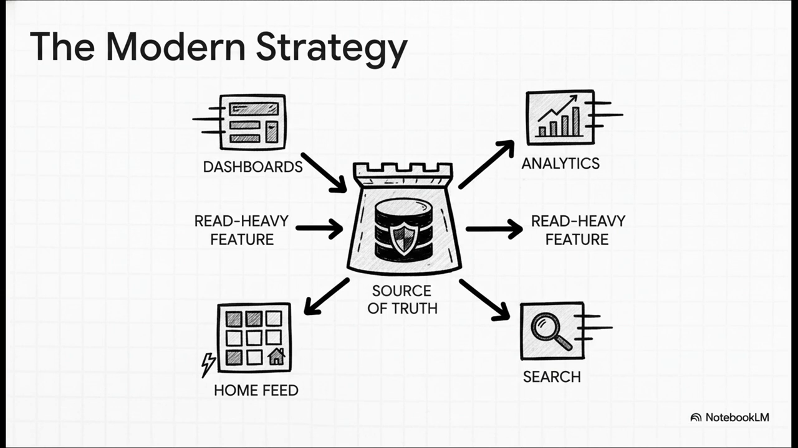The professional strategy looks like this. You normalize your core, critical data, what we call the source of truth. Think about user accounts, payment information, subscriptions. This is data that must be consistent. Then you strategically denormalize for features that are read all the time, like home feeds, analytics dashboards, and search results. Places where speed is the absolute top priority.